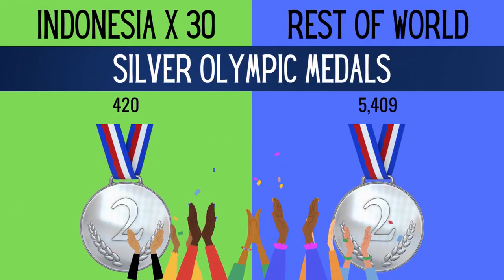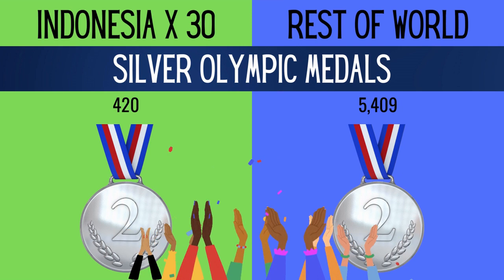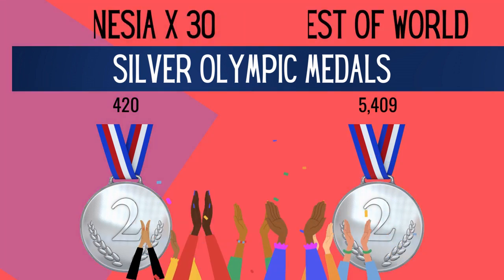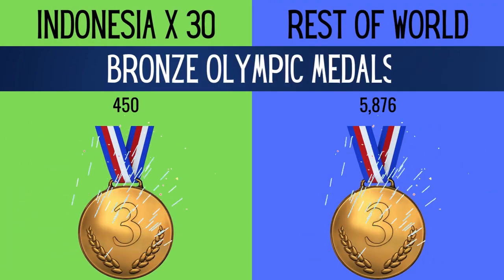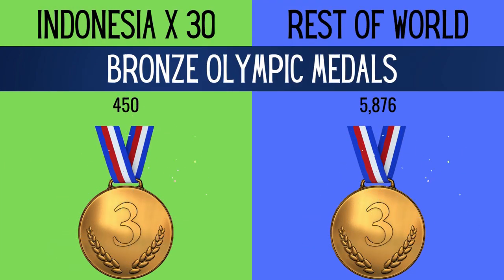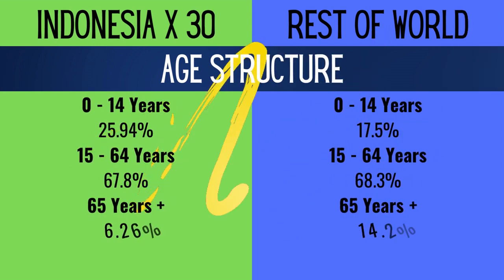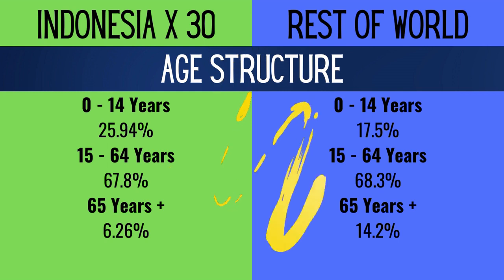There are 420 silver Olympic medals in 30 Indonesia, and there are 5,409 silver Olympic medals in rest of the world. There are 450 bronze Olympic medals in 30 Indonesia, and there are 5,876 bronze medals in rest of the world. Let's compare the age structure of Indonesia and rest of the world.